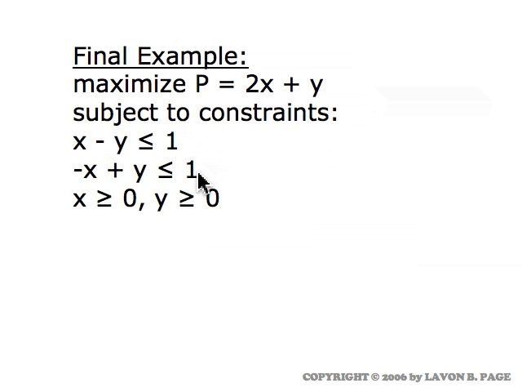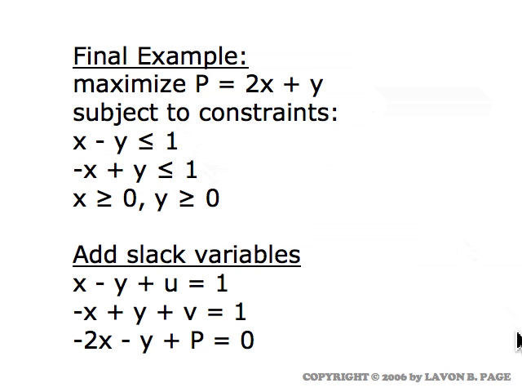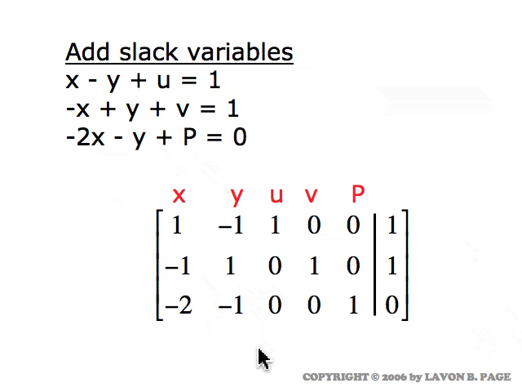So this is a standard problem, but I'm going to tack it onto this video because it illustrates something we've never seen before. You add the slack variables u and v, and that gives us these two equations and the profit equation, which go into the initial simplex tableau. So the initial tableau is as shown here. The x column, the y column, the columns for the two slack variables, the column for p, and the numbers on the right. Now, what's interesting about this problem is when you go to pick a pivot element.